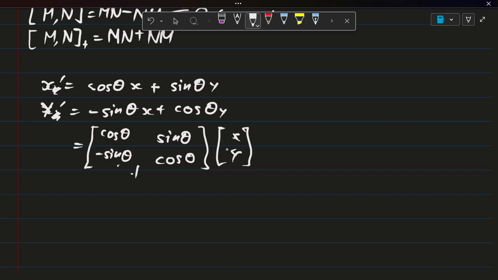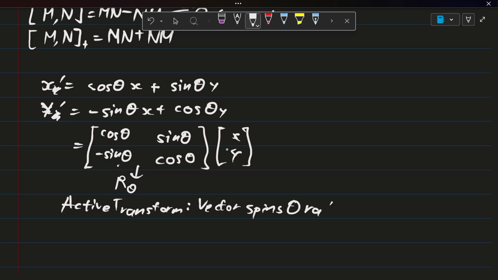And this is what we call the rotation matrix, R of theta, in which this does two different things. If you look at it from an active transformation, in which you transform the vector, what you would see is that your vector spins theta radians counterclockwise, CCW.